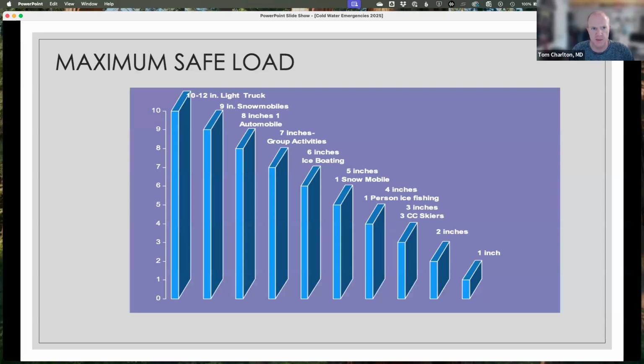There are calculated maximum safe loads. Again, around here, to get cross-country skiers, you've got to have a minimum of 3 inches. And keep in mind that is 3 inches of ice that is clear ice. And that's in cross-country skiers where their weight is being distributed across that entire ski as opposed to a normal footprint. It takes a lot for us to get up into the area where we can drive a vehicle out onto it. 9 inches for a snowmobile, 10 to 12 inches for a light truck.